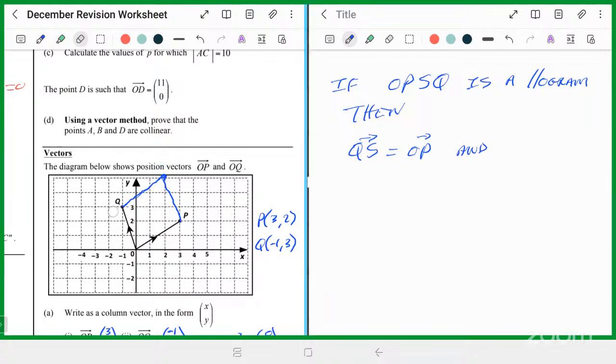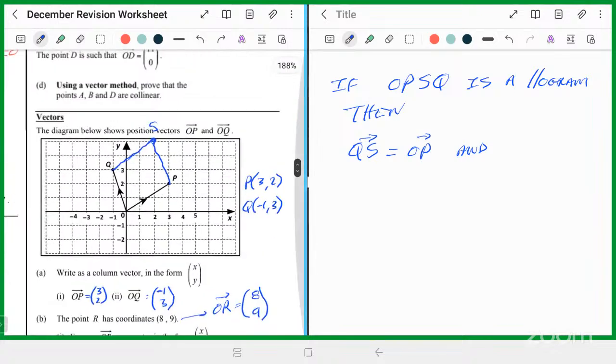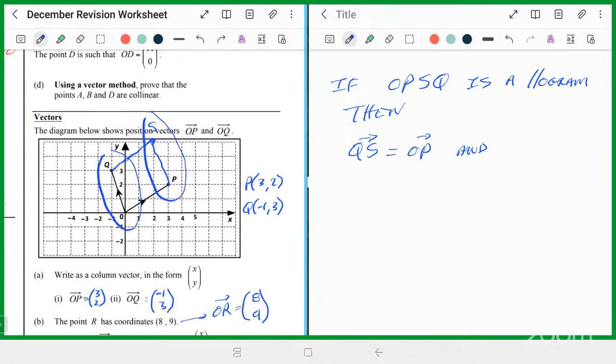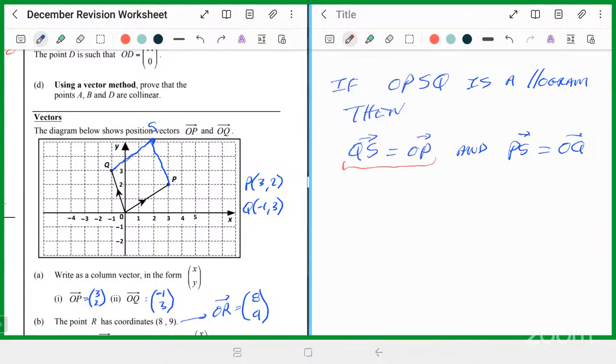So these two sides are equal vectors, which we have already. They told us that in the question here. So QS equals OP. So what we really need to show now is that these two sides, PS and OQ, are equal. So I want to say PS equals OQ. This one we know already. This one is true, they told us that. So this one we need to show to complete the proof.